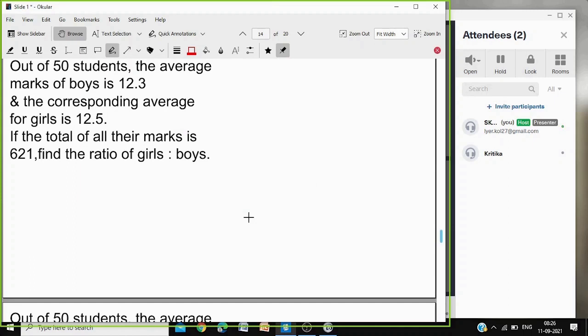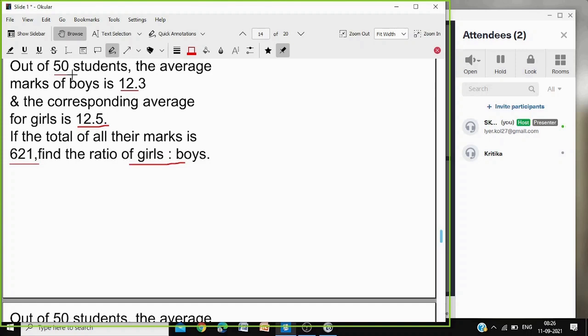Out of 50 students, the average marks of boys is 12.3 and the corresponding average for girls is 12.5, and the total of all their marks is 621. Find the ratio of girls to boys. Total 50 students. The boys' average is 12.3, the girls' average is 12.5, and the total marks are 621. Find the ratio.